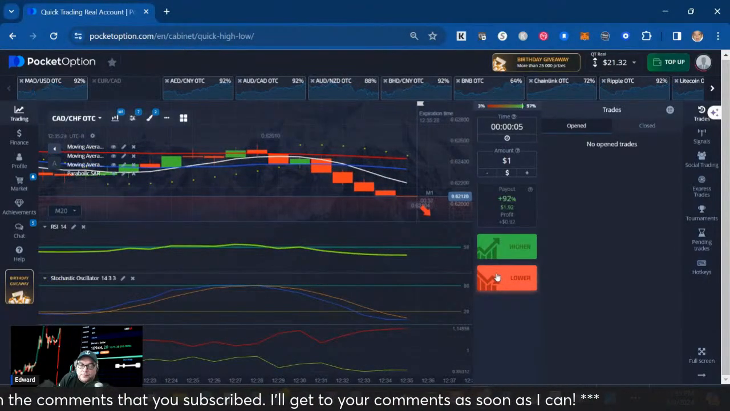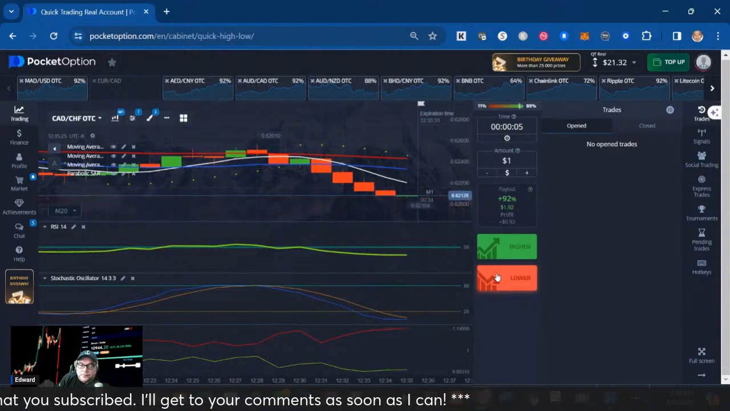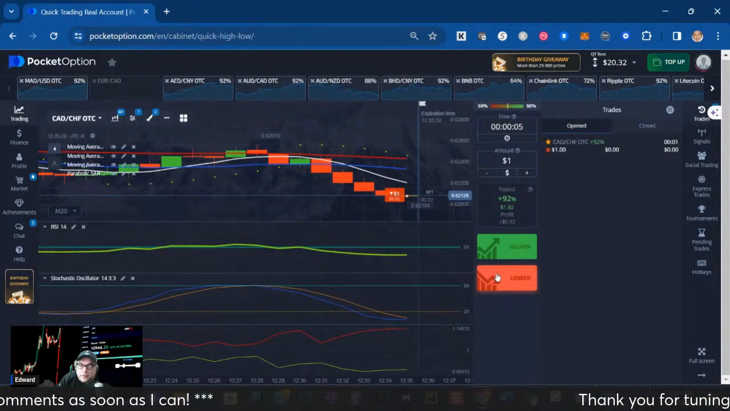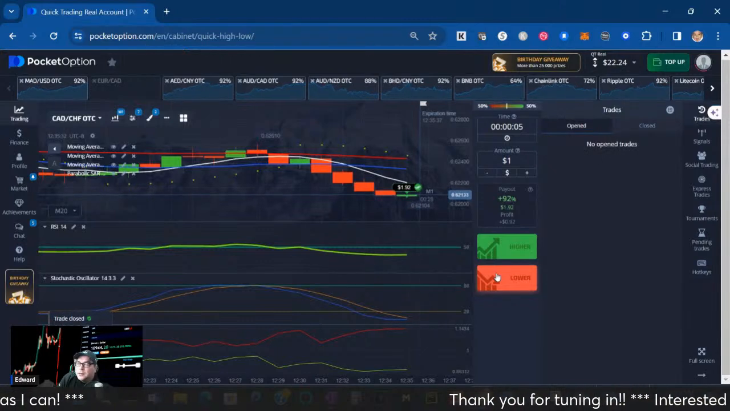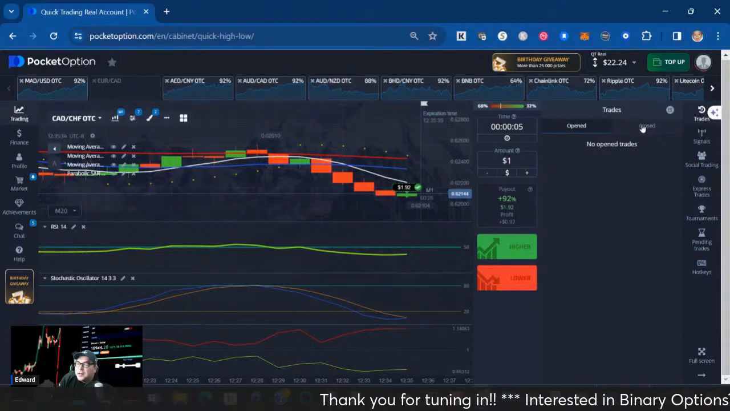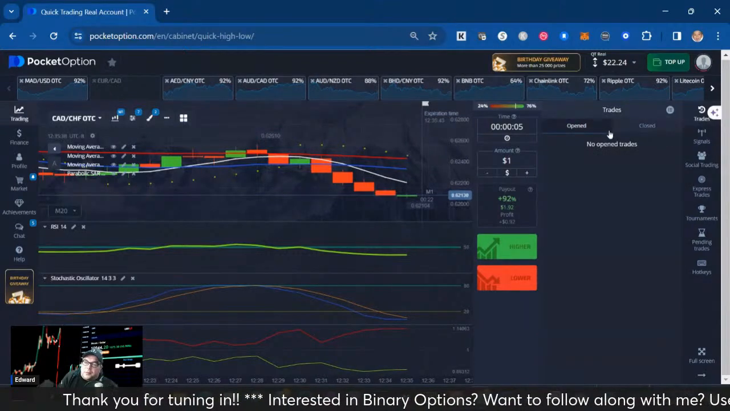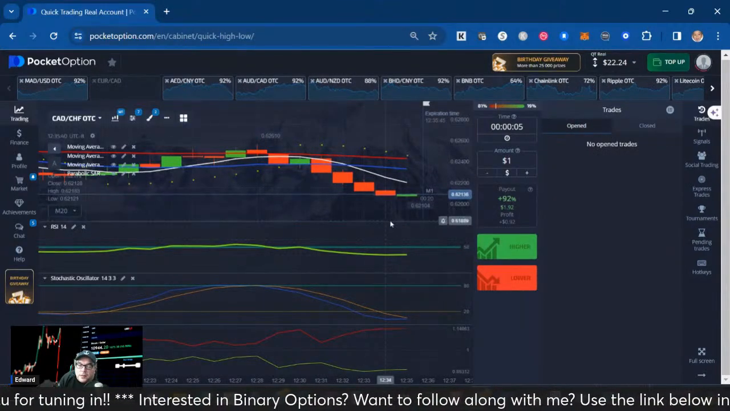The bars aren't very big though, and the candles. So there we go. 5, 4, 3, 2, 1. We just got, yep, that one closed. Awesome. So we just got another 5 seconds here. So we're at 22.24 out of $20.